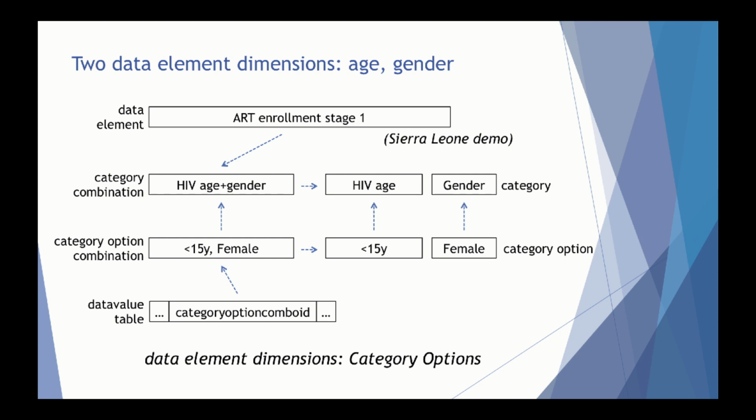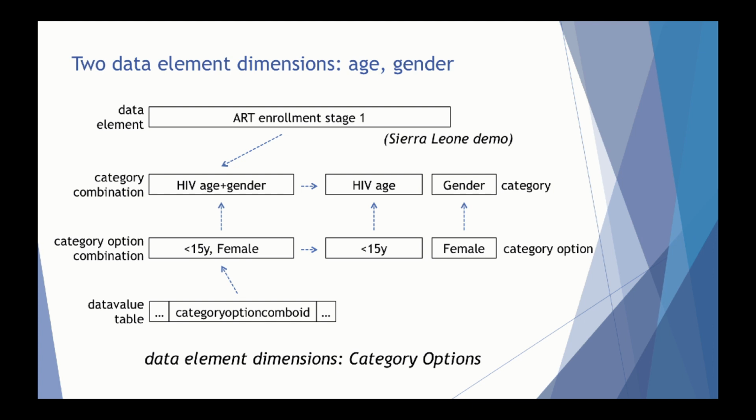So you see that that category combination that you assigned the data element to is related in the database to the 2 categories. One is HIV age and the other is gender. Each of those categories has several different category options. One of the options under HIV age is less than 15 years old. One of the 2 options under gender is female.